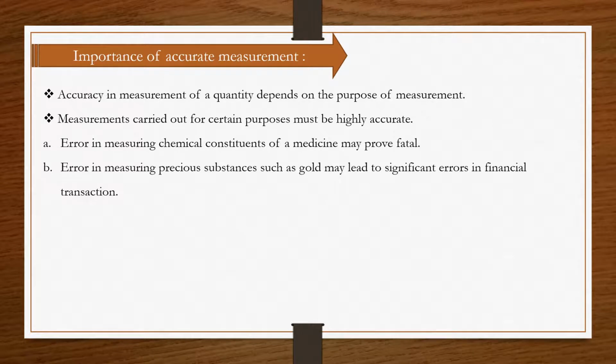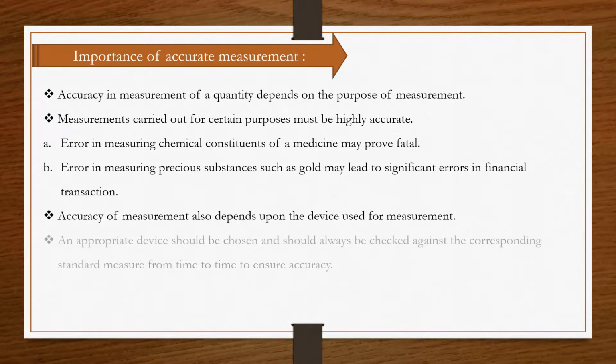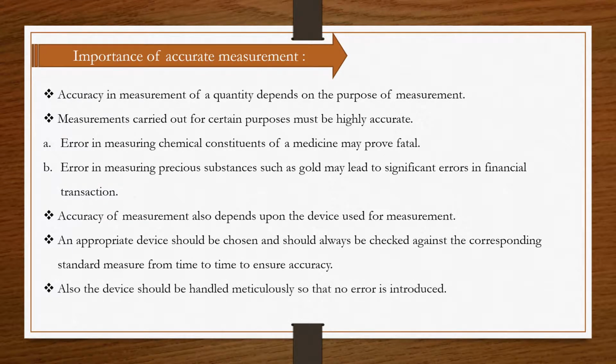Then, accuracy of measurement also depends upon the device used for measurement. An appropriate device should be chosen and should always be checked against the corresponding standard measure from time to time to ensure accuracy. And also the device should be handled meticulously so that no error is introduced.